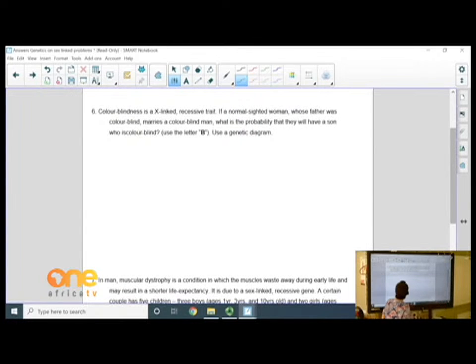Okay. Color blindness is an X-linked recessive trait. If a normal-sighted woman whose father was colorblind, what is the probability that they will have a son who is colorblind? Here's the letter B. So, colorblind is a recessive trait, so we will have a small b, right? A normal-sighted woman will look like this. On the X, she will look like this.